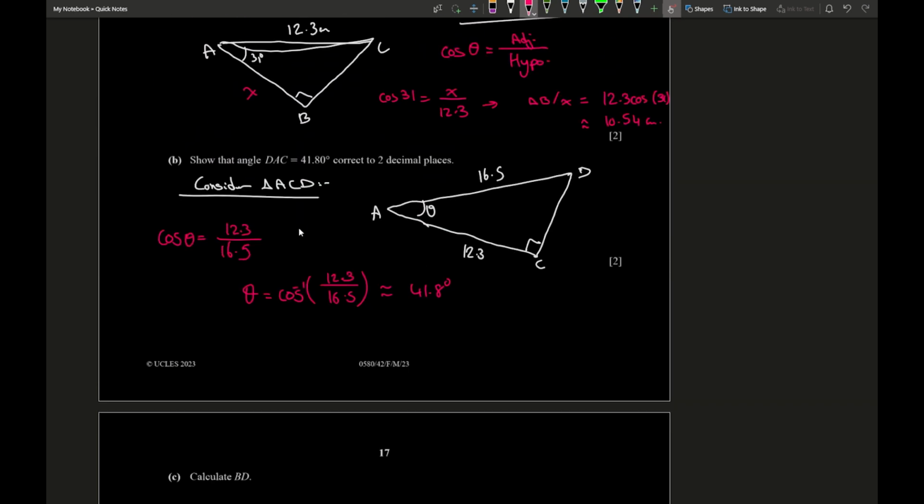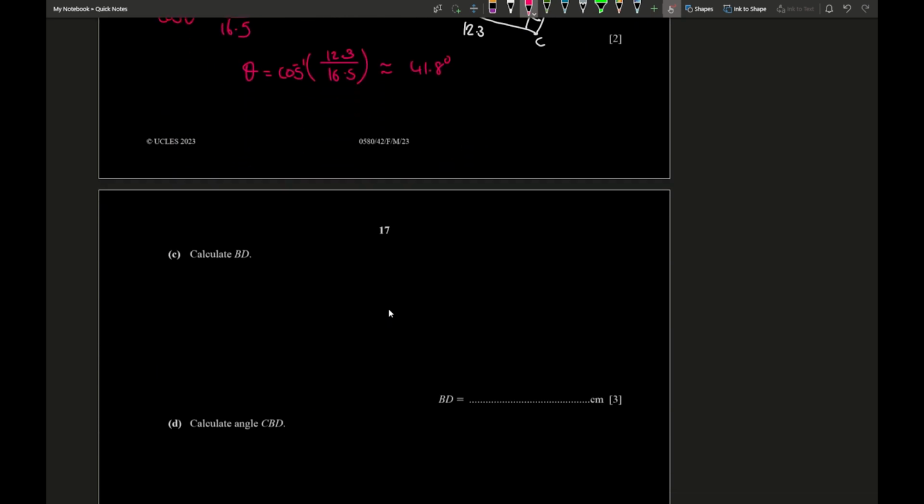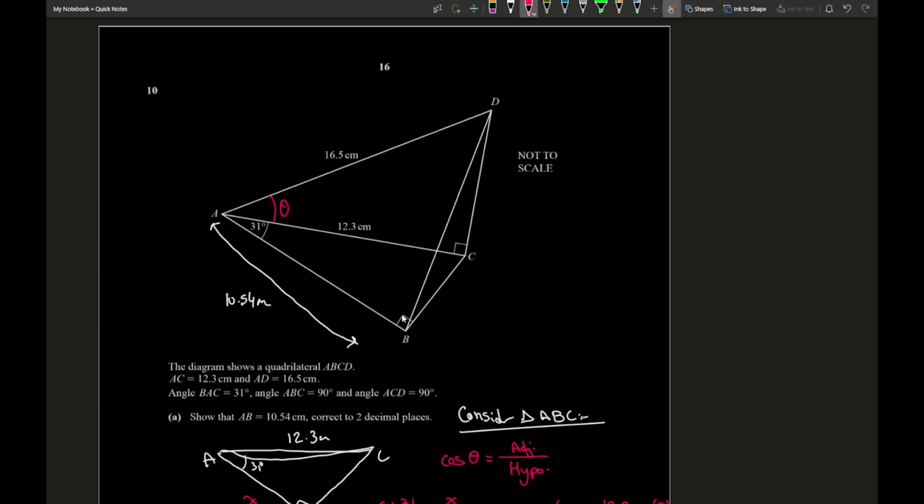Now for part C, calculate BD. Where is BD? This side length right here. Okay, what will we do? Well, we could use the same method, consider a triangle. But if we consider triangle BCD, we don't have side length BC or side length DC or any angle, and this is not a right angle triangle, so it won't work. We'll have to consider another triangle that includes the side length BD. This other triangle is triangle ABD.